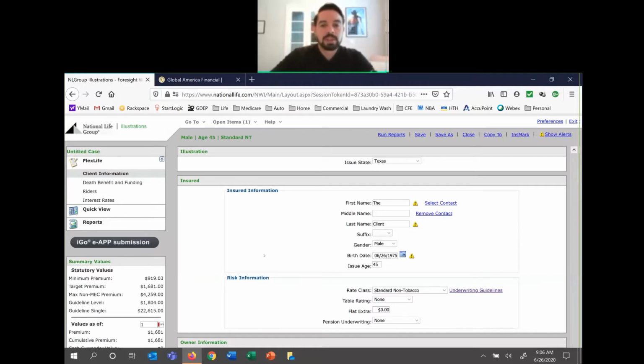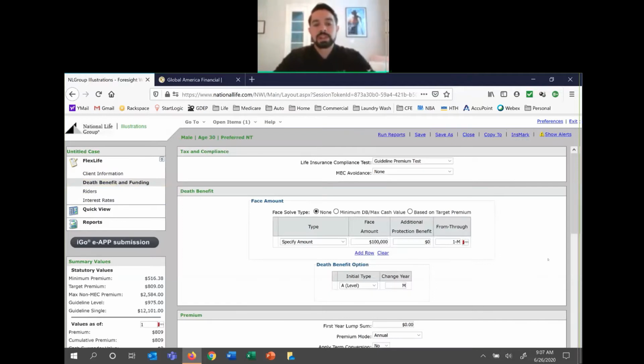So we go here and we can just enter an age. Let's just do age 30, right in the middle. Typically in those younger years, we're going to have a healthier type client, so let's pick somebody who's a preferred non-tobacco. So we're going to go there, and let's go to death benefit and funding.